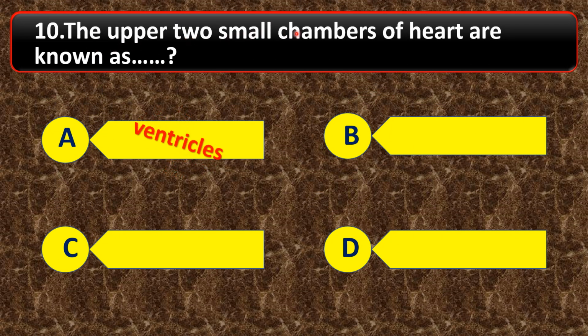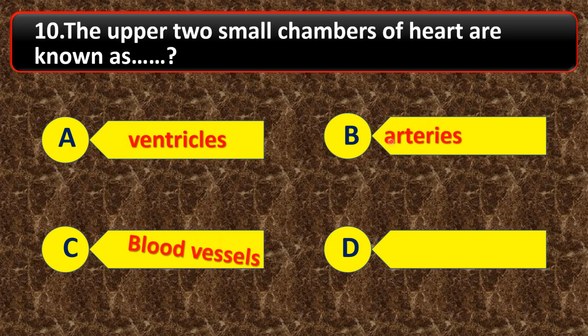The upper two small chambers of heart are known as option A ventricles, option B arteries, option C blood vessels, option D veins. The correct answer, option B, arteries. The upper two small chambers of heart are known as arteries.